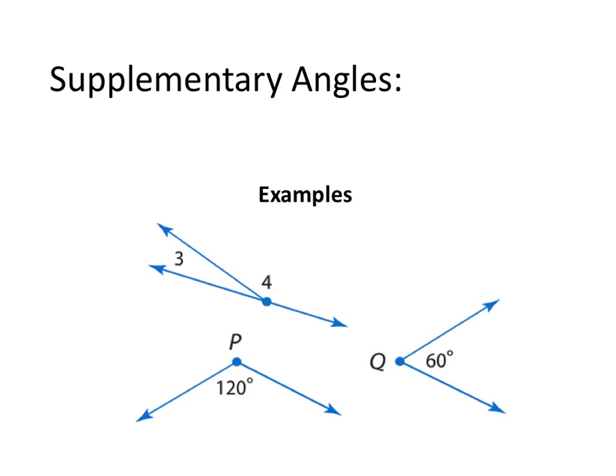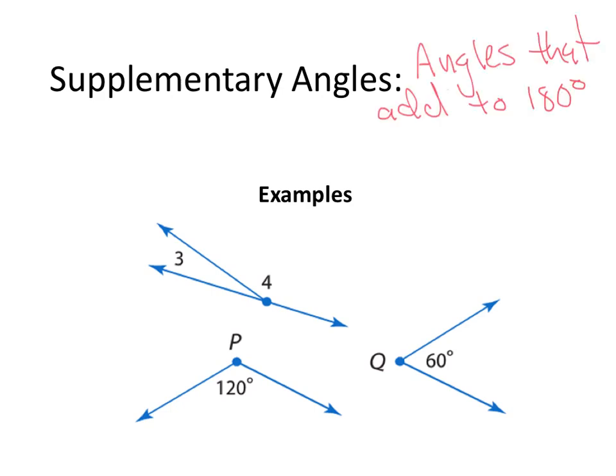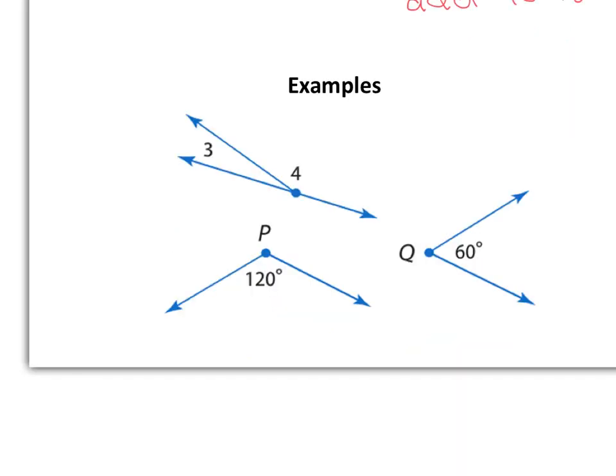Supplementary angles are our fourth relationship. Supplementary angles are angles that add to 180 degrees. Below are two examples of supplementary angles. Let's concentrate on the easiest. Angle P is 120 degrees. Angle Q is 60 degrees. We know that 120 plus 60 equals 180. Therefore, we can conclude that angle P and angle Q are supplementary.